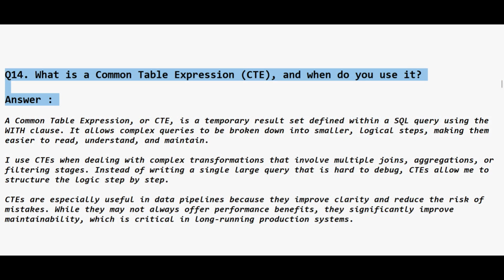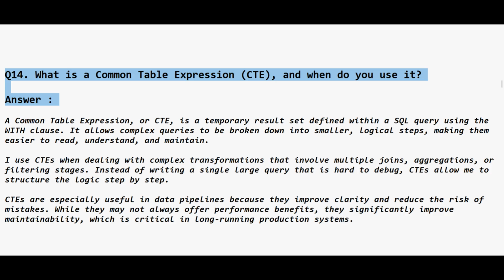Question 14. What is a common table expression (CTE) and when do you use it? Answer. A common table expression, or CTE, is a temporary result set defined within a SQL query using the WITH clause. It allows complex queries to be broken down into smaller, logical steps, making them easier to read, understand, and maintain. I use CTEs when dealing with complex transformations that involve multiple joins, aggregations, or filtering stages.